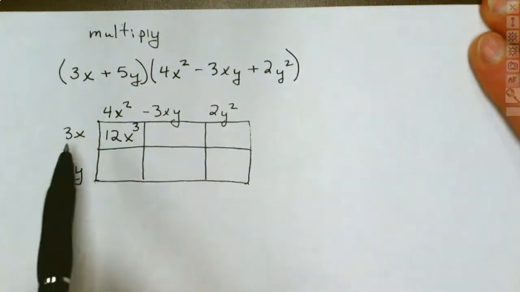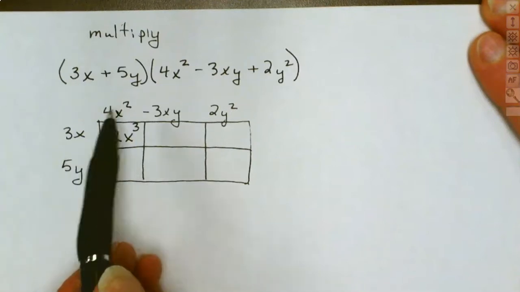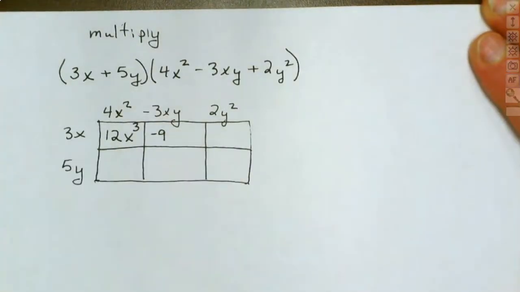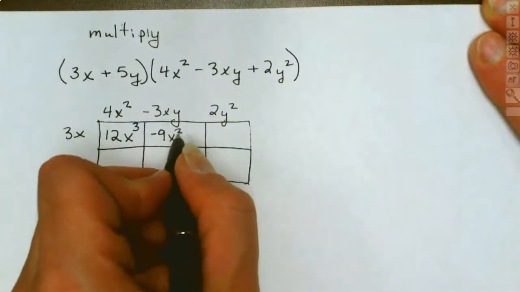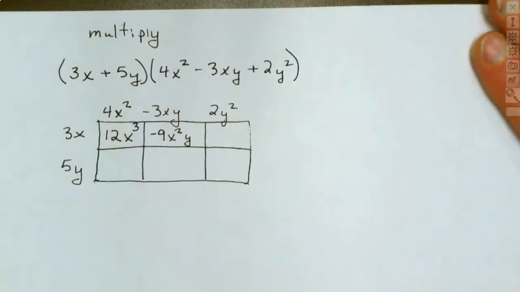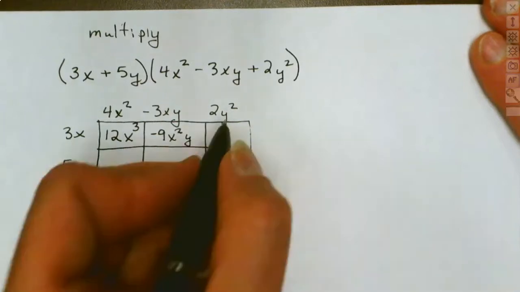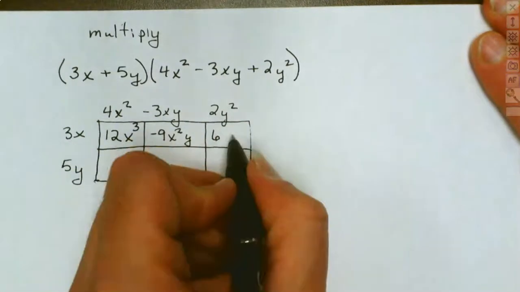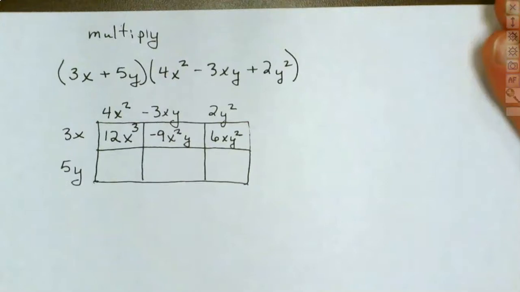Next, what do we have? Well, next we've got 3 times a negative 3. That makes it a minus 9. X times x makes it an x squared. Next one, what do we have here? 3 times 2 makes it a 6. X, y squared. Watch your powers there.